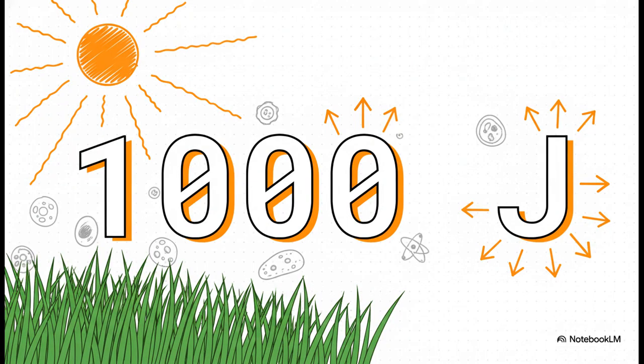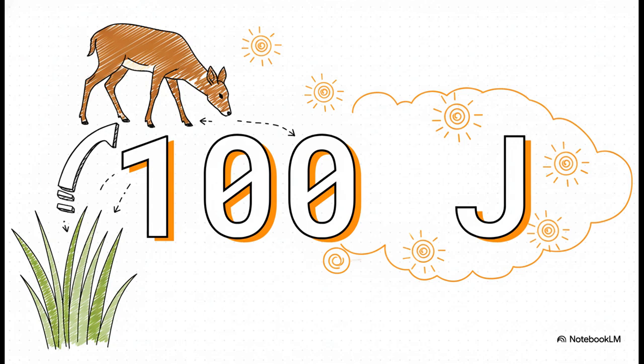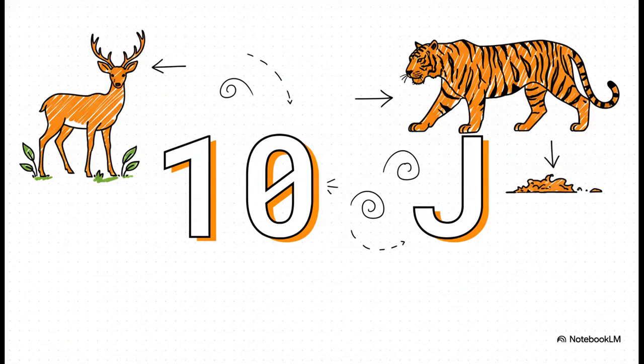Okay, let's make this super simple with an example. Just imagine that the producers, let's say grass, have about 1,000 joules of energy from the sun. Now, according to the 10% law, when a primary consumer, like a deer, eats this grass, it will only get about 10% of that energy. So that's just 100 joules. And you can see where this is going, right? If a secondary consumer, maybe a tiger, eats that deer, it will only get 10% of that 100 joules, which is just 10 joules. See how quickly the energy is lost? And this is exactly why most food chains are quite short, usually just 3 or 4 levels.